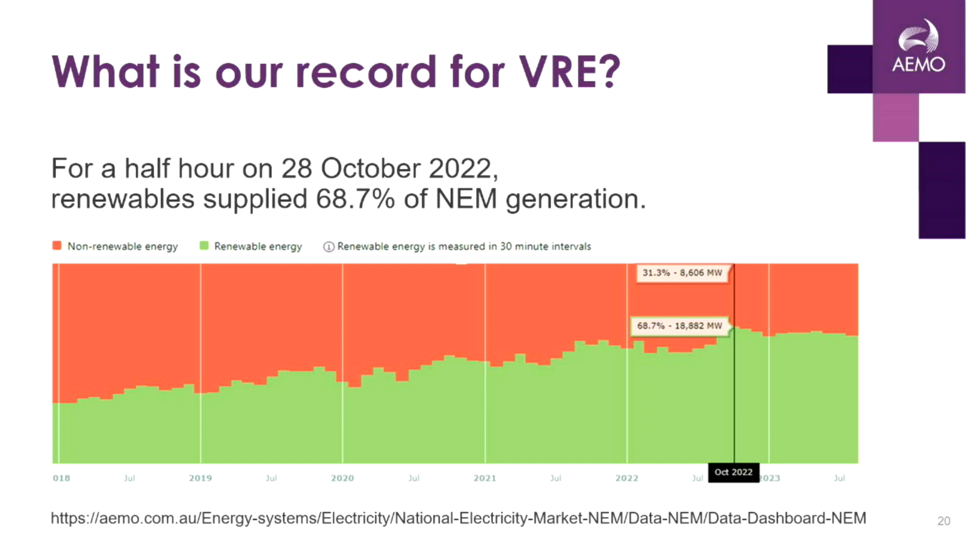What's our record for variable renewable energy? For half an hour on the 28th of October 2022, renewables supplied 68.7% of the NEM generation. This graph shows our personal best to date and is available on our public-facing website.